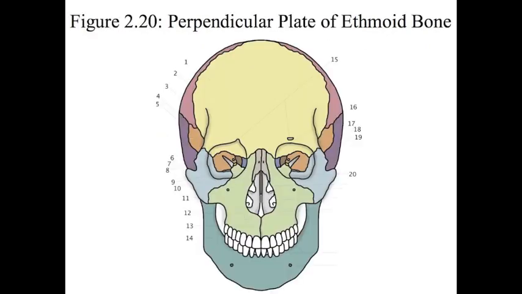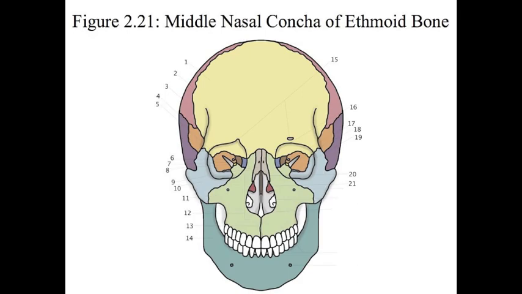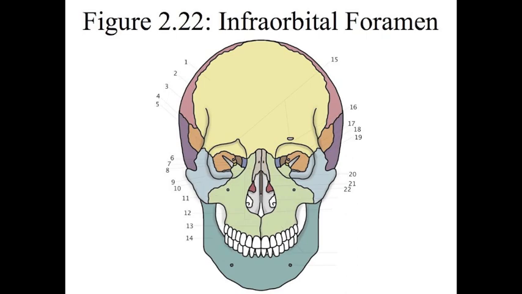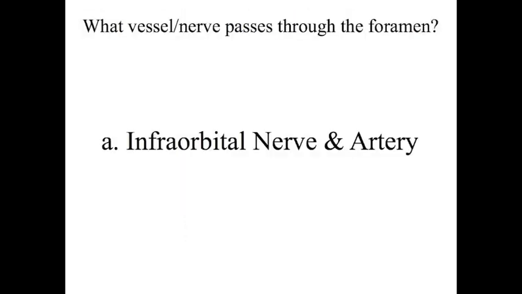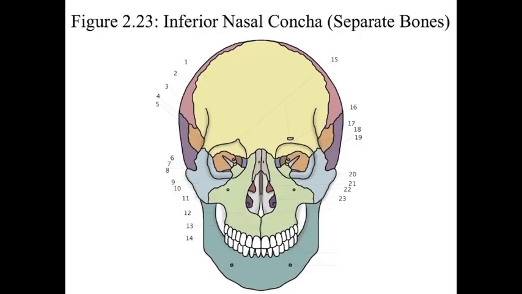Number 20 is the perpendicular plate of the ethmoid bone. This name is easy to remember if you think that the ethmoid bone is sitting like this. This is the perpendicular plate to the ethmoid bone. Below that plate is number 21, the middle nasal concha. Number 22 is the infraorbital foramen. This one's easy because the infraorbital nerve and the infraorbital artery pass through it. Number 23 is the inferior nasal concha.